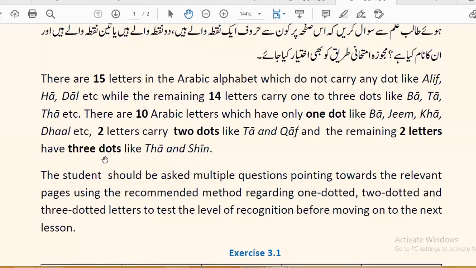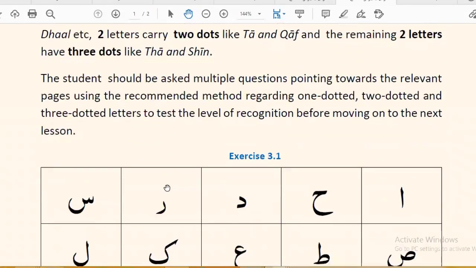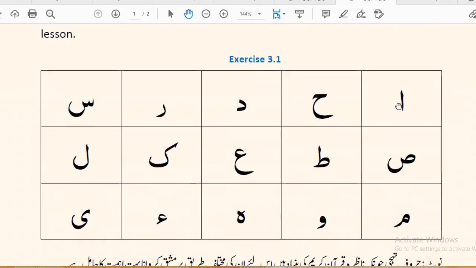Okay, so in this exercise 3.1, we can see that we have a mixture of different letters. In this exercise in particular, we have all 15 letters in the Arabic alphabet that carry no dots. I'm going to be asking students to come on the mic, and I'll be asking you what the letters are. So if you could have a student on the mic, please.